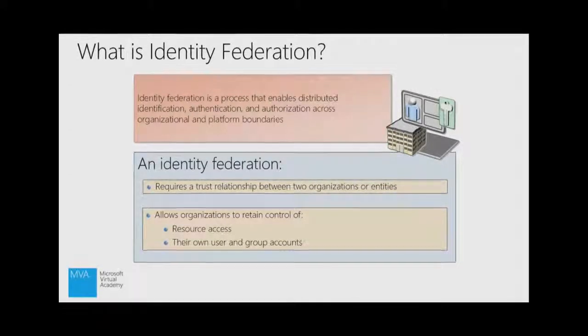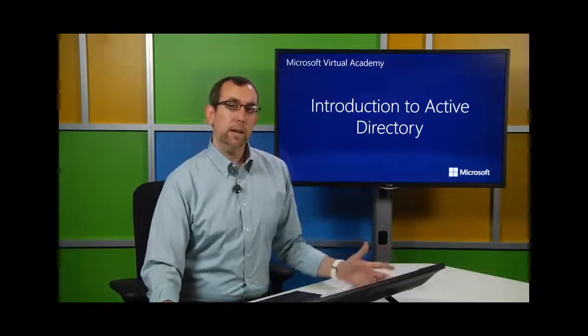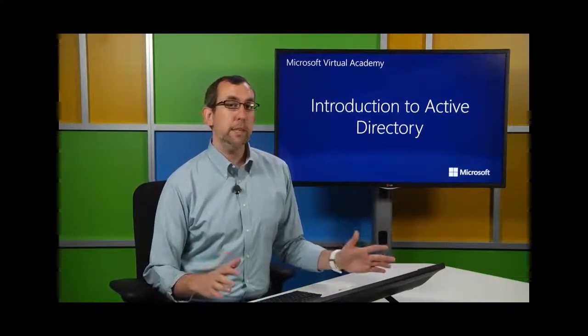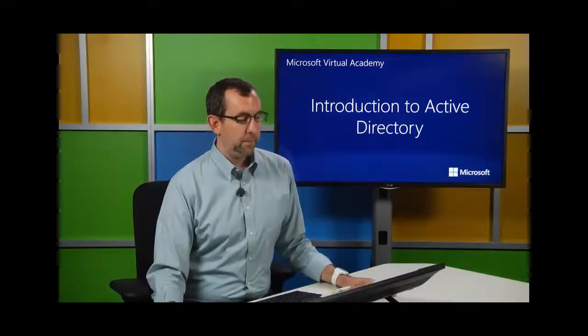We talked about domain services as an organizational boundary. That's what it's for. It's to contain your organization's users, computers, groups, and other objects. An identity federation requires a trust relationship between two organizations or entities and allows organizations to retain control of resource access and their own user and group accounts. Now those two, just to make sure we don't get confused, are different. What Active Directory Federation Services allows for is one side of that trust to manage resources and one side to manage accounts. And we're going to get to that in just a minute.